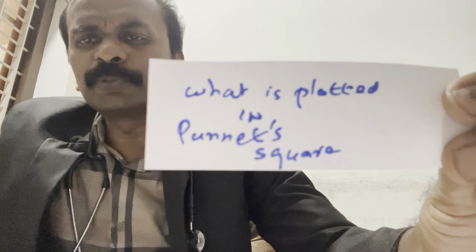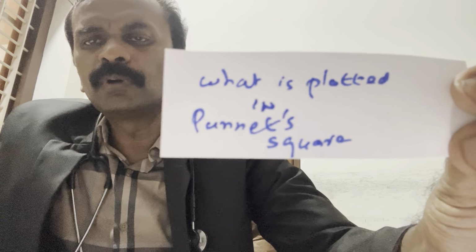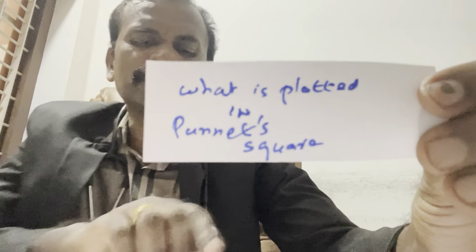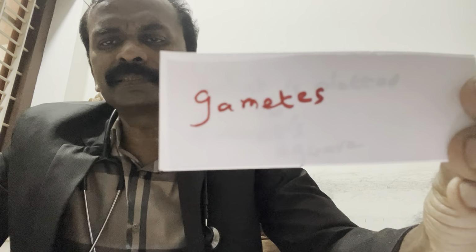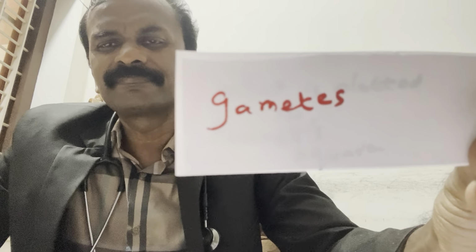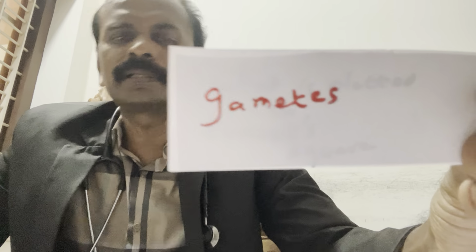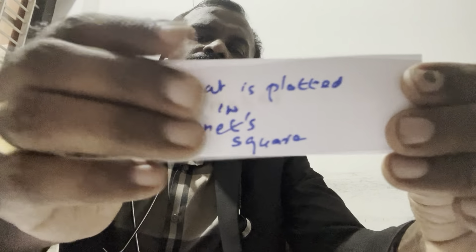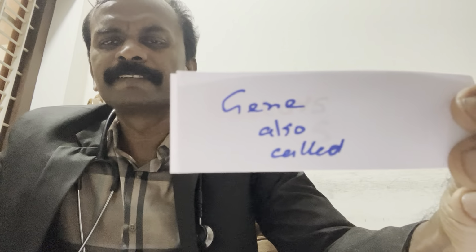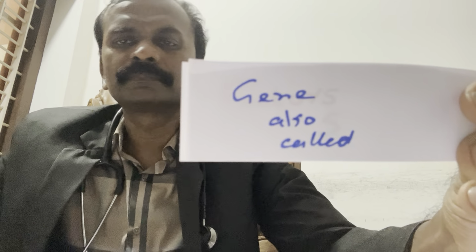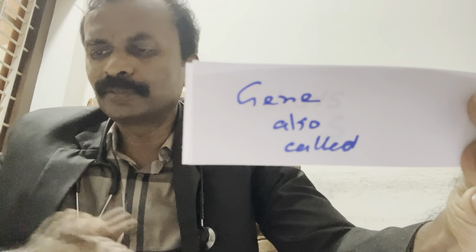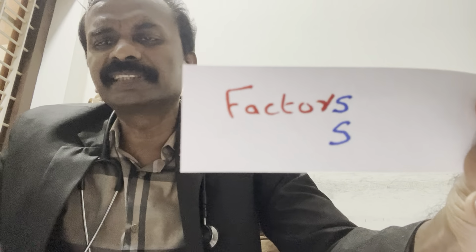What is plotted in a Punnet square? You must always answer gametes. Gametes are plotted in a Punnet square. Genes are also called what? I told you, MCQ. Genes are also called factors.